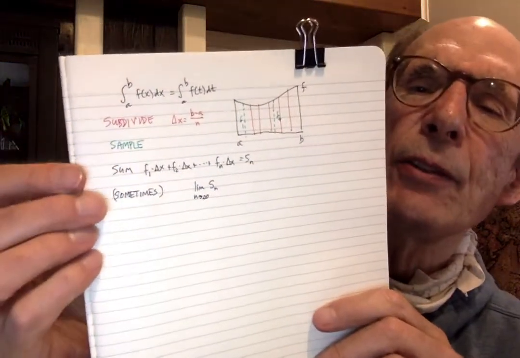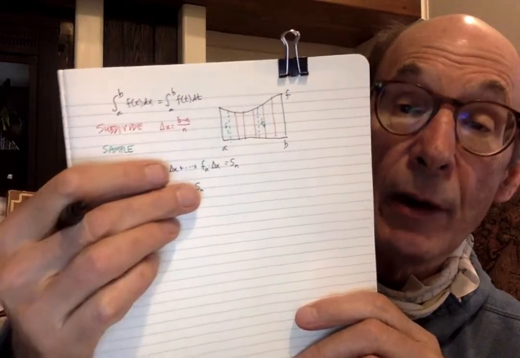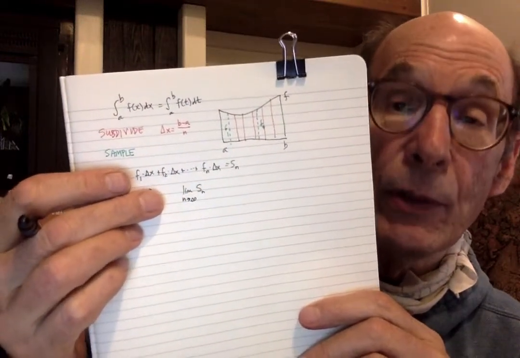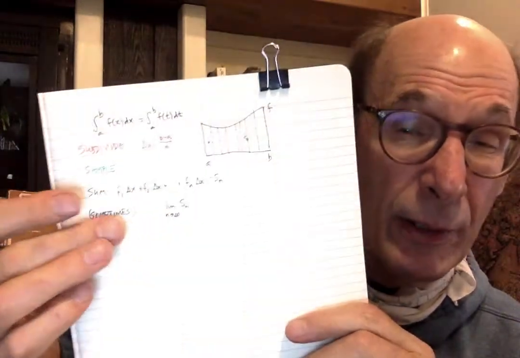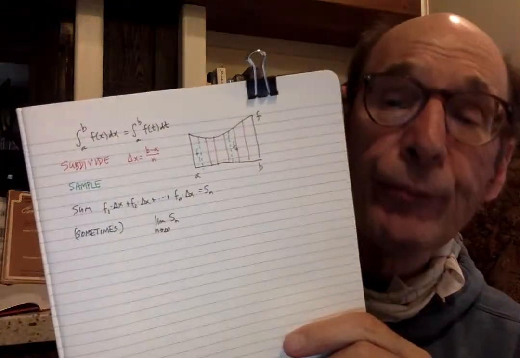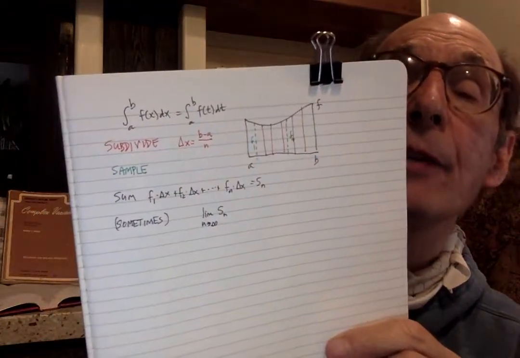But the last thing here, the last of the 4 s's, is that sometimes you take the limit as n goes to infinity of the s sub n's. But in a lot of applications you can't do that. There are some times when you can and when you should, but not always, so that's why I said sometimes. Okay, so that's the integration process.